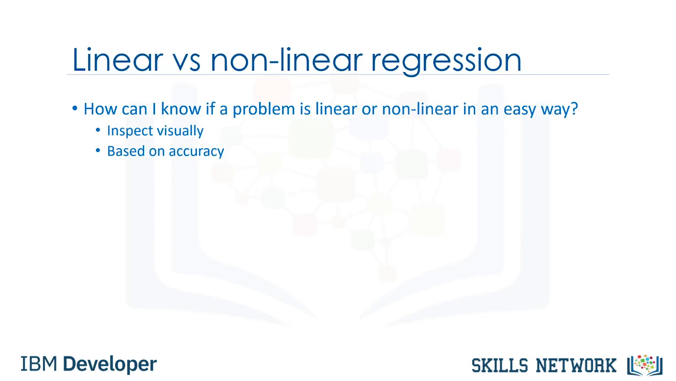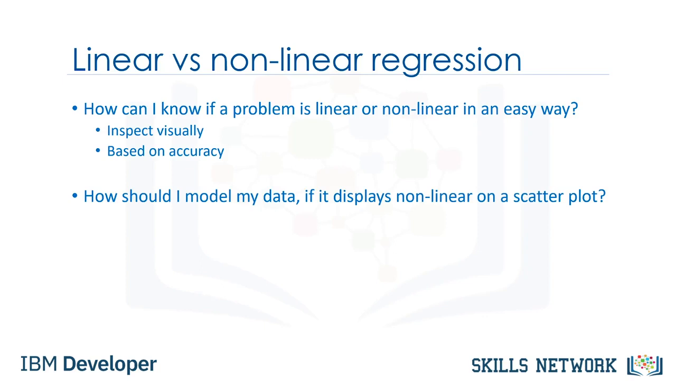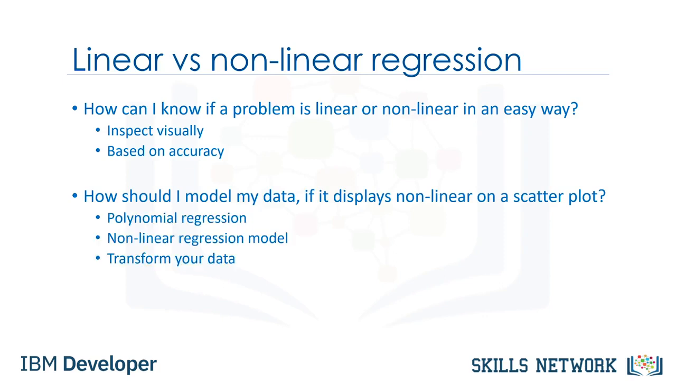The second thing we have to do is to use nonlinear regression instead of linear regression when we cannot accurately model the relationship with linear parameters. The second important question is, how should I model my data if it displays nonlinear on a scatter plot? Well, to address this, you have to use either a polynomial regression, use a nonlinear regression model, or transform your data, which is not in scope for this course.